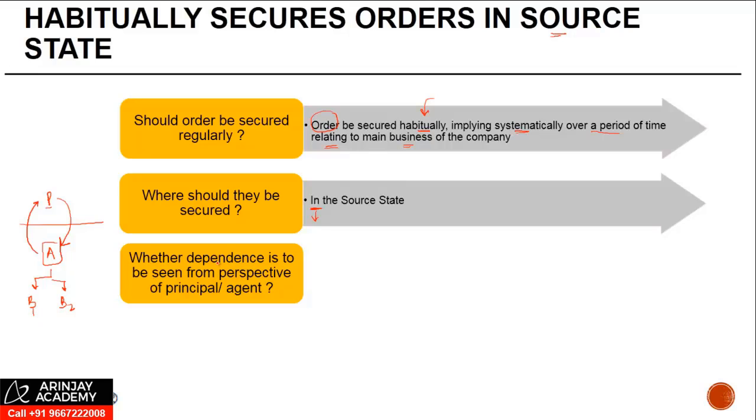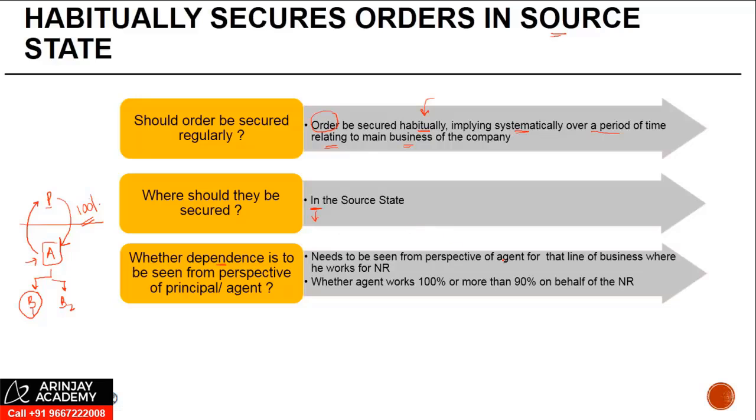So do we need to see whether the dependency is complete for the principal on the agent, which means if 100% of the sales of the principal are generated through this agent, would he become dependent? Or do we need to see whether from an agent's perspective, for the line of business where he is working for the non-resident, the entire work is flowing from this particular principal?